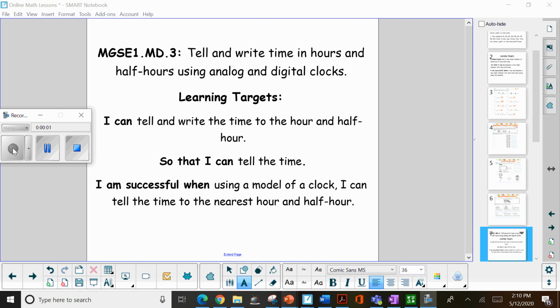All right, we're working on the standard of telling time in hours and half hours using analog clocks, which are the clocks with the face that are circles that have the hour hand and the minute hand, and digital clocks that are like our alarm clocks. So our learning targets are: I can tell and write the time to the hour and half hour so that I can tell the time, and I am successful when using a model of a clock. I can tell the time to the nearest hour and half hour.